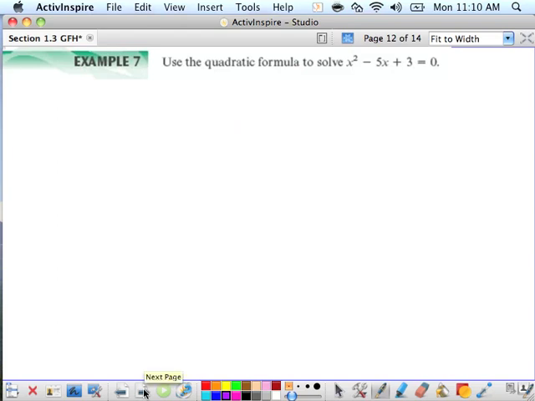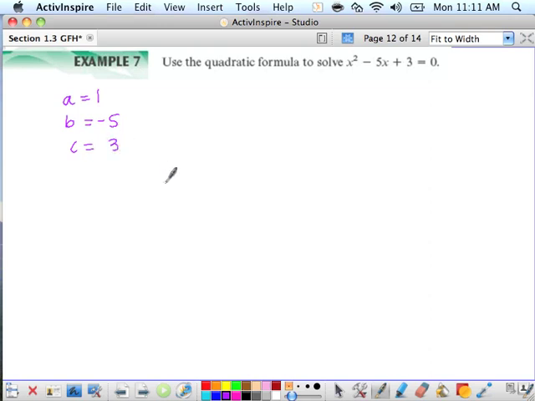Let's look at our first example with that. Let's use the quadratic formula to solve x squared minus 5x plus 3 equals 0. So first off, is it equal to 0? Yes. Then I need to identify a, b, and c. We have to be really careful and make sure it's in the proper order. A should be what's in front of x squared, b should be what's in front of x, and c should be the constant. So in this case, a equals 1, b equals negative 5, and c equals positive 3.